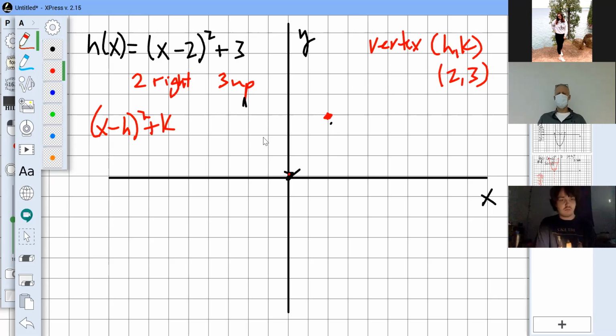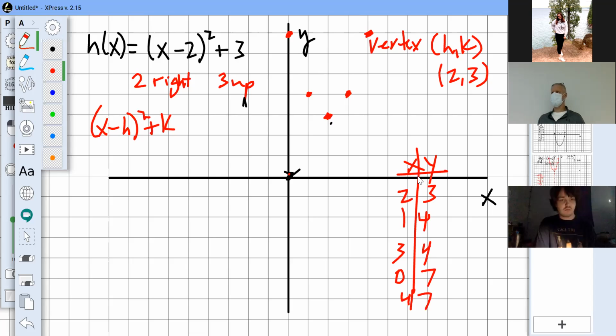And now, to make a table of values that would fit this graph, I already have (2, 3). I want to pick 1. So 1 minus 2 is negative 1, squared is 1, plus 3 is 4. And then I automatically get (3, 4). I picked 0, because it's the next one over here. I get 7. So (0, 7). I automatically get (4, 7). And there's your 5 points.